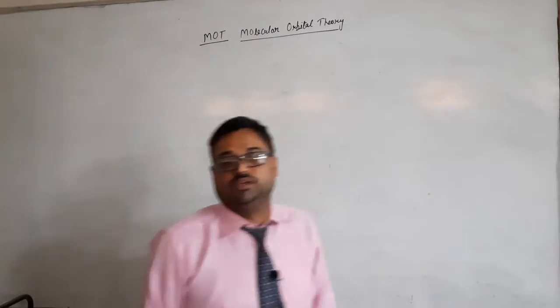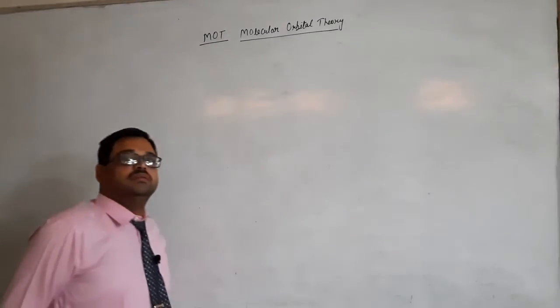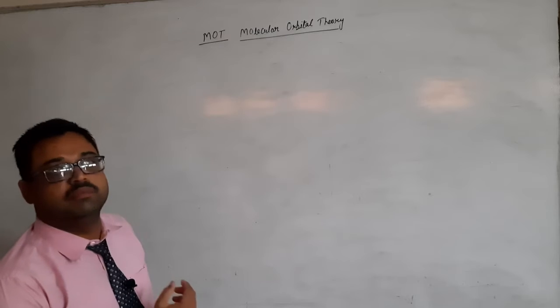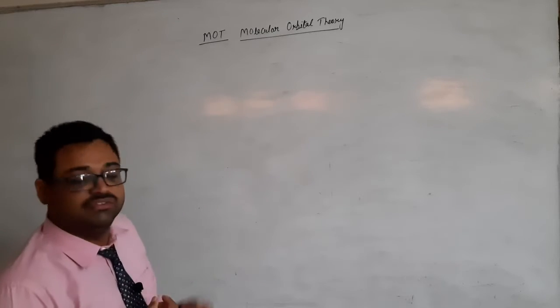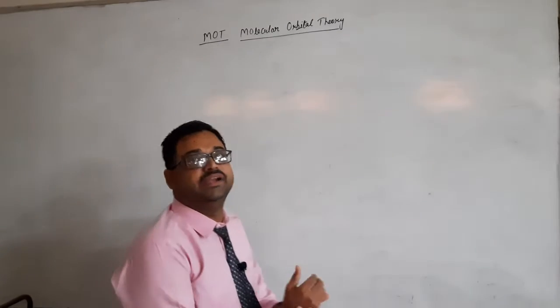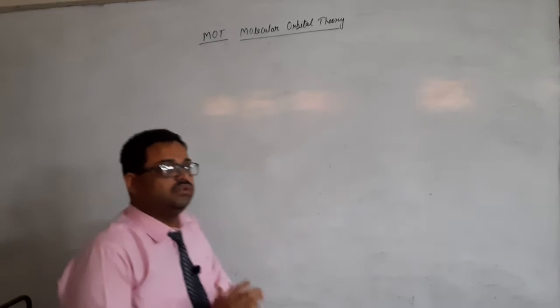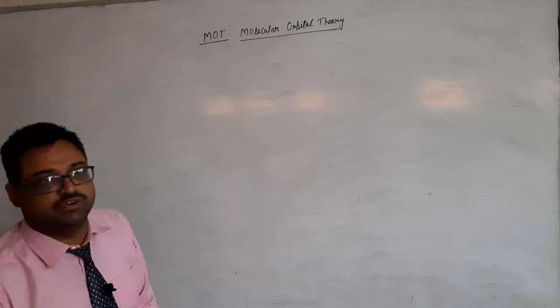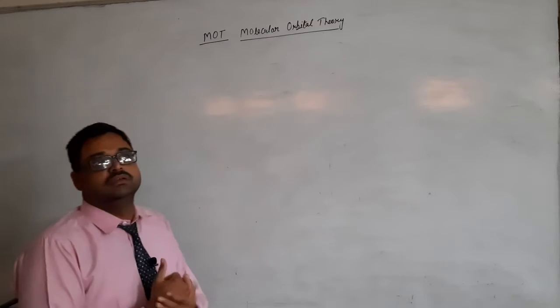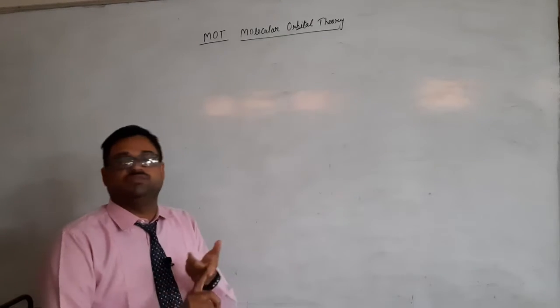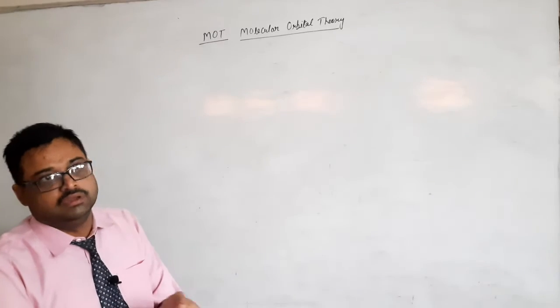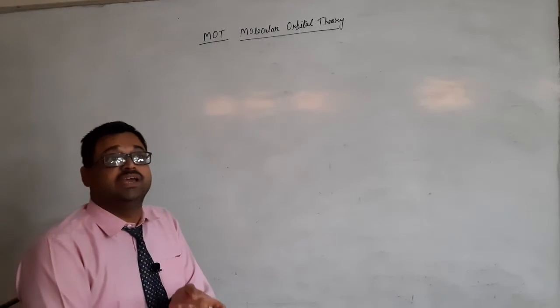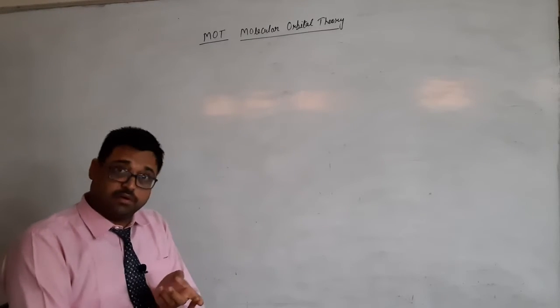Hello everyone, today we are going to discuss molecular orbital theory, MOT, which was given by Hund and Mulliken in 1932. This theory explains the mixing of atomic orbitals with each other and the formation of molecular orbitals, by which we can understand the formation of the H2 molecule. We can understand why He2 is not formed.